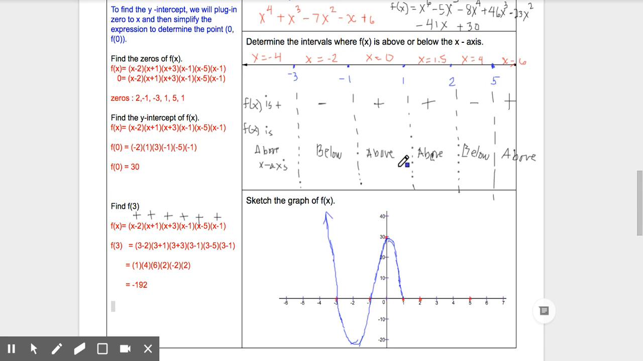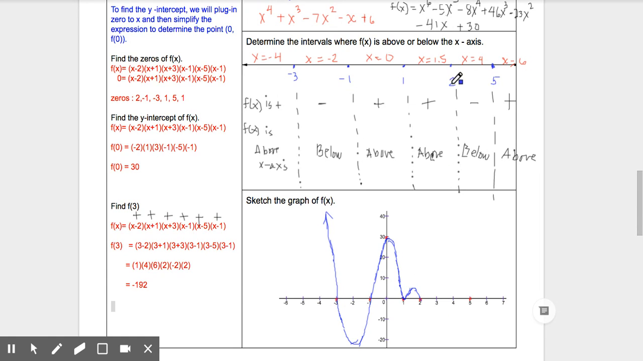Now, after 1, the graph is again above the x-axis. So that means it's not going to cross the x-axis. It's not going to go to the negative territory. It has to go back up. So it has to stay in the positive territory. So there's nowhere to go but to go up here. But then it needs to come down because it needs to touch x equals 2. So there's x equals 2.